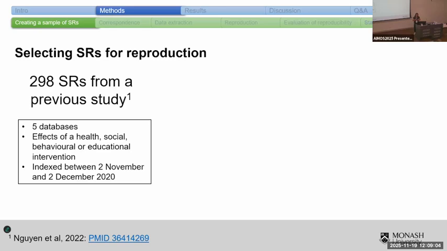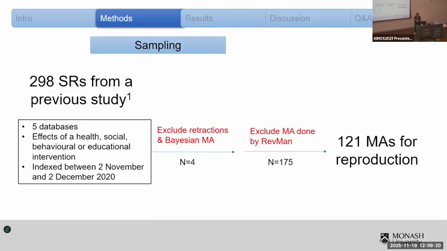We start with about 300 reviews that we have from the previous studies. So we try to keep it as representative as possible. We try to get studies from different databases and different types of interventions. It was indexed in 2020. And we excluded some meta-analyses, including those that were done using RevMan. And then we end up with 121 meta-analyses that we attempted to reproduce.